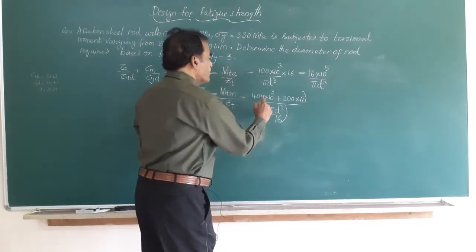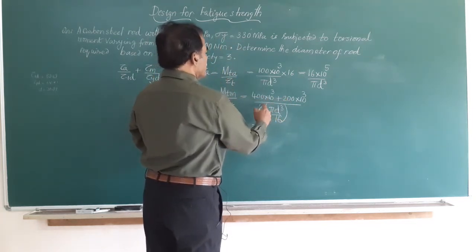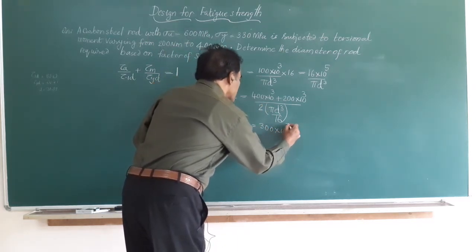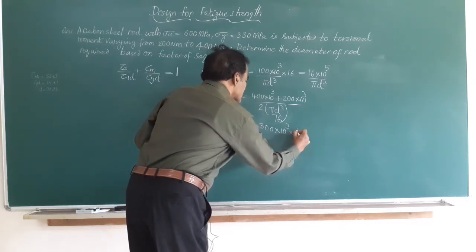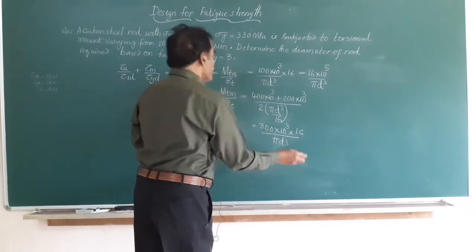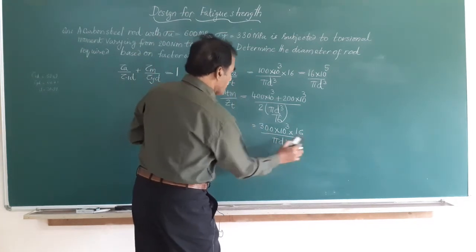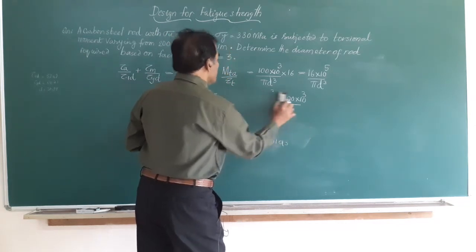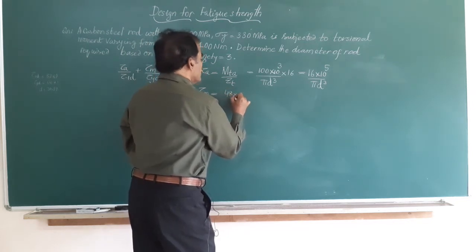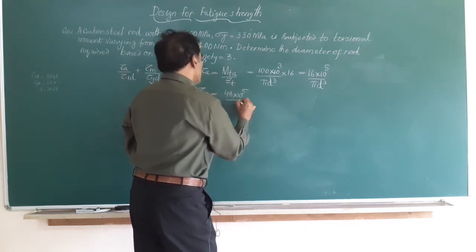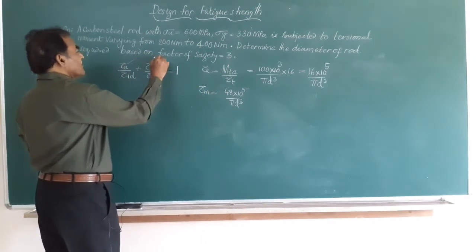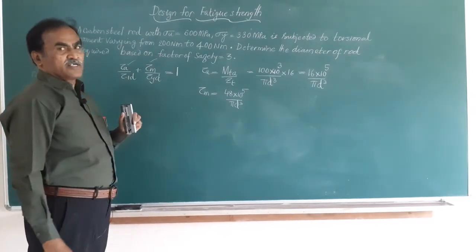So, this will be 400 plus 200 is 600, by 2 is 300. So, 300 into 10 to the power of 3 into 16, 16 I have taken to the numerator, divided by pi d cube, and hence this value works out to 48 into 10 to the power of 5 divided by pi d cube. So, we have evaluated what is tau_a and what is tau_m in terms of the shaft diameter d.